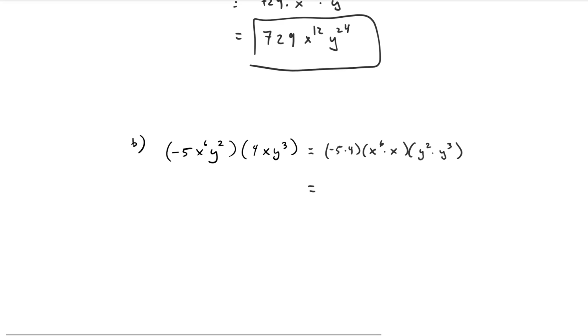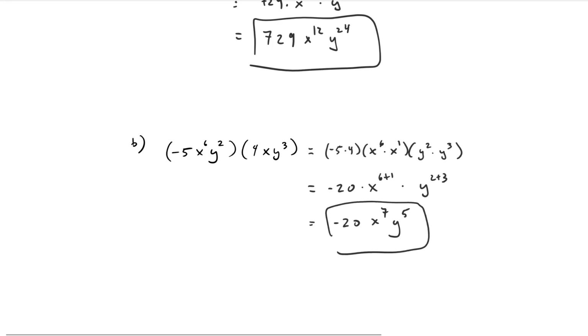Now it's a little bit easier for us, and we can just use our exponent rules and simple multiplication to finish this problem. So -5 times 4 is -20, and we add the exponents when we have something like x raised to a power multiplied by x raised to a power. If the base, which is the x, is the same, we just add the exponents. So we have x to the 6 plus 1, and y to the 2 plus 3. So that gives us -20, x to the 7, y to the 5. Not too bad.